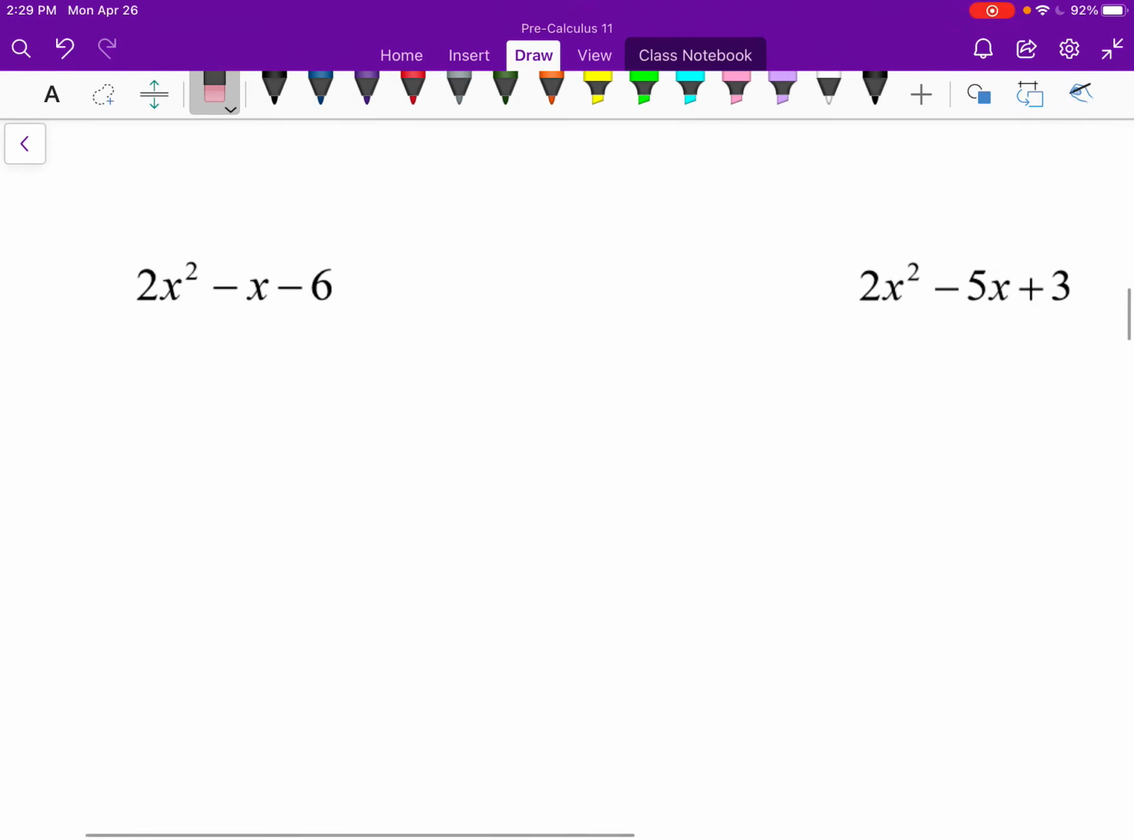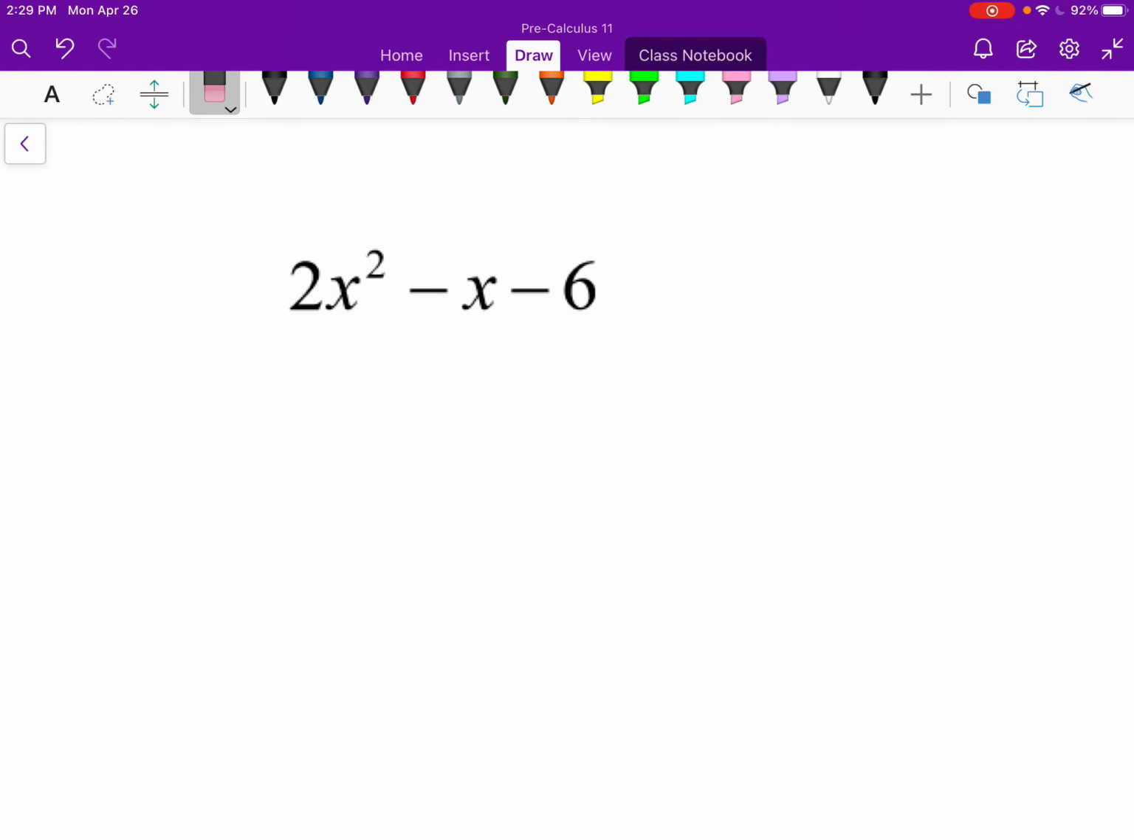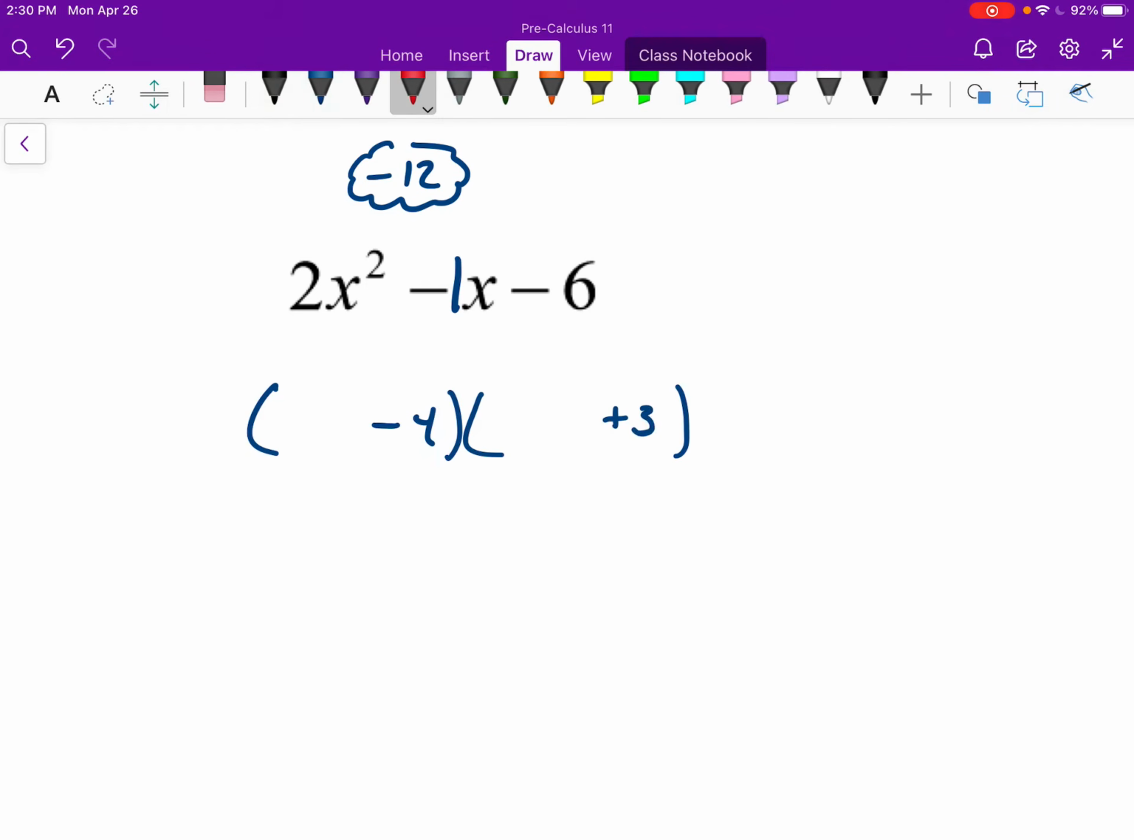Okay, and so let me focus on this. First, look for a GCF. There isn't a GCF, but I want to multiply 2 and negative 6 together to make negative 12. And think, what two numbers multiply to negative 12 but add to negative 1? Well, the only two numbers that work are negative 4 and positive 3. Now, those are not my factors yet. A common mistake is to just think those are my factors. That said, I look at the coefficient in front of the x squared, the 2, divide each of these by that, and then now I can start to see my factors.